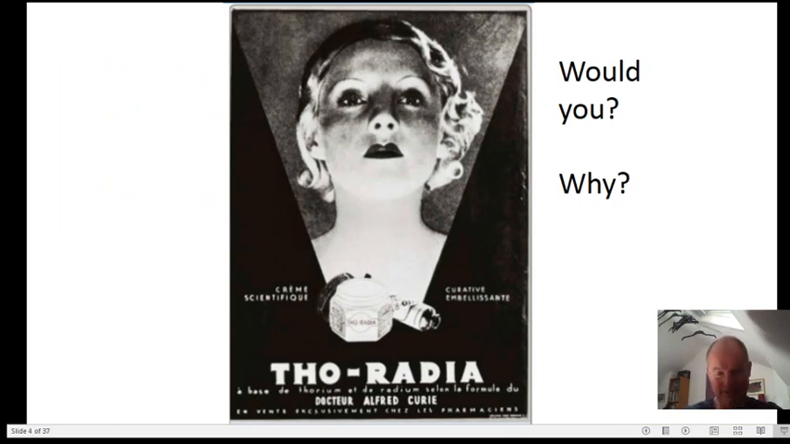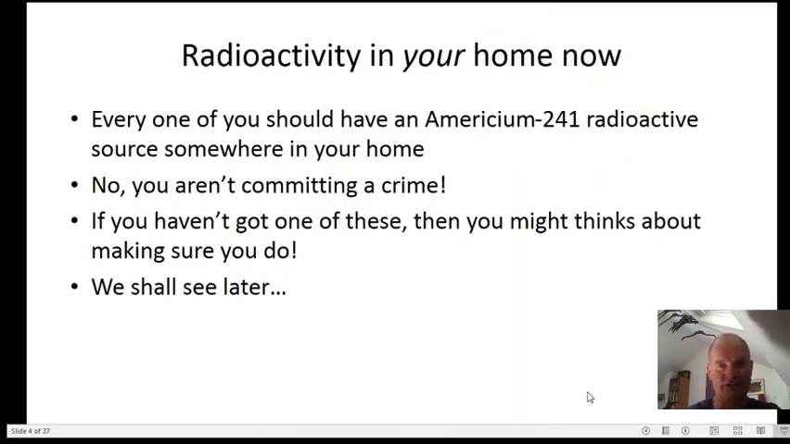First of all, though, something that's not used anymore is some sort of beauty cream, as it clearly was at some stage in the past. It looks a bit 1920s to me, but Cream Scientific, curative and I don't know, something to make it look beautiful. But Thoradia, base of thorium, it's a radioisotope, and radium in a formula of Dr. Alfred Curie. Now, Pierre and Marie Curie were the ones who did the radiation, so it looks like they found somebody with a similar name and claiming it's got great benefits and science is great. But these days we don't go and put radioactive materials on our skin because it's dangerous.